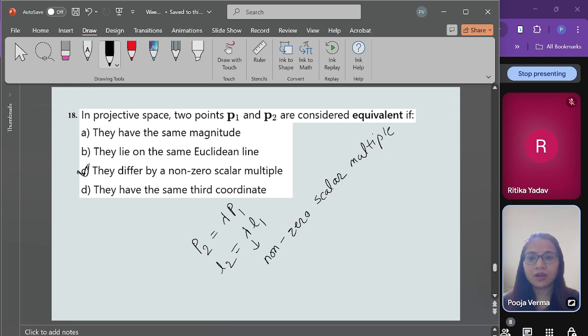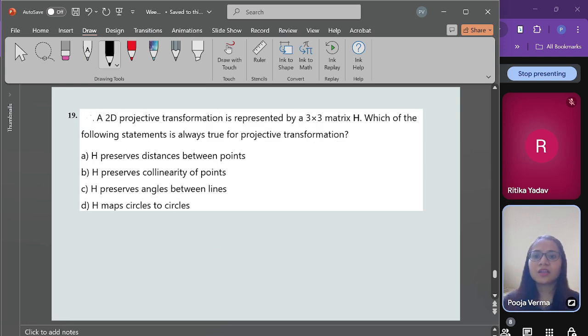Okay. Now moving to the next question. A 2D projective transformation is represented by a 3 cross 3 matrix H. Which of the following statements is always true for a projective transformation? Option A, H preserves distances between points. Option B, H preserves collinearity of points. Option C, H preserves angles between lines. Or option D, H maps circles to circles. So which option is correct?